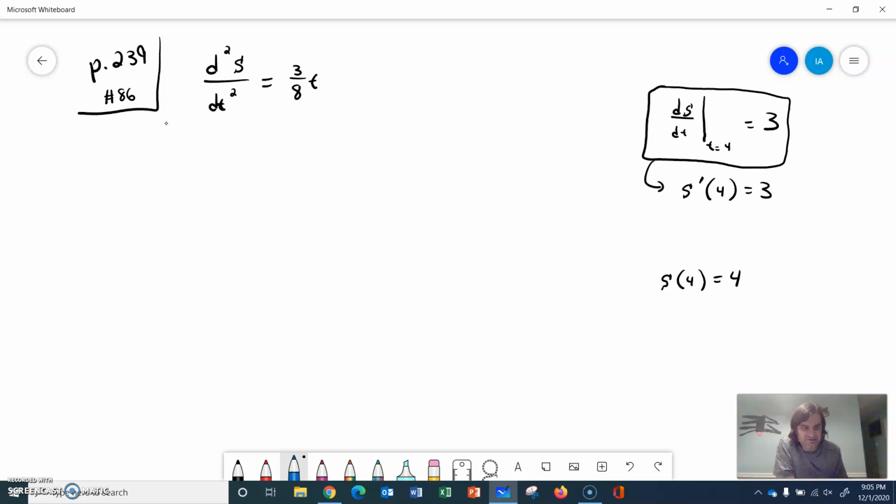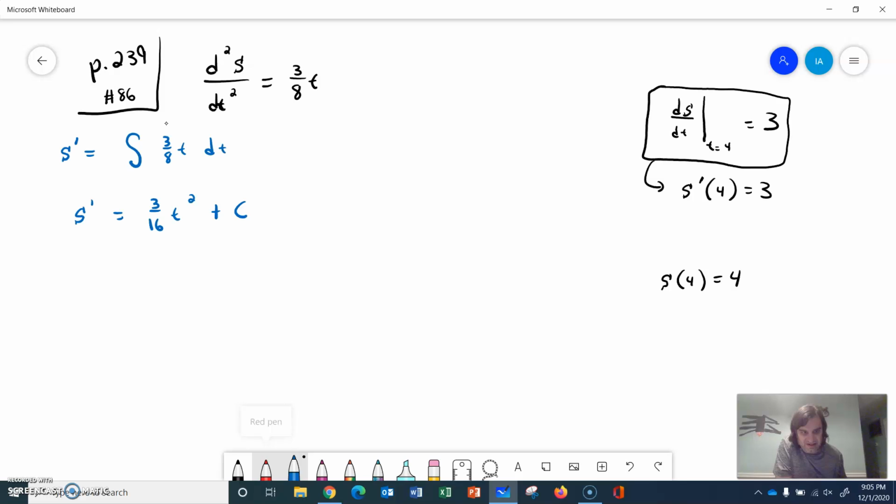So the first thing we've got to do is integrate the first time. We're going to integrate, and when we do that, that's going to give us the s prime. We're going to integrate 3/8t dt, and that's going to give us the first derivative since we're actually integrating the second derivative. So that'll go up to t squared, and I'll divide by the 2, so it'll be 3/16 t squared plus c, and that'll be the s prime.